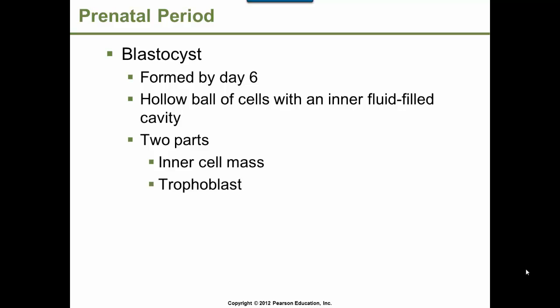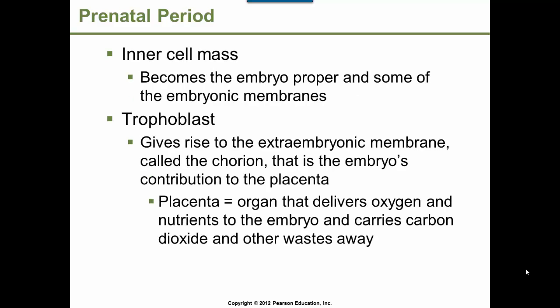The blastocyst is formed by day 6. This is a hollow ball of cells with an inner fluid-filled cavity. It contains 2 parts: the inner cell mass and the trophoblast. The inner cell mass becomes the embryo proper and some of the embryonic membranes. The trophoblast gives rise to the extraembryonic membrane called the chorion, which is the embryo's contribution to the placenta.